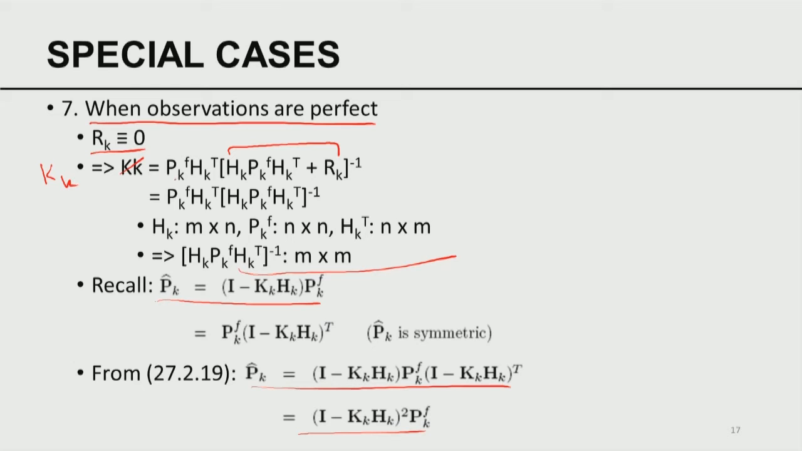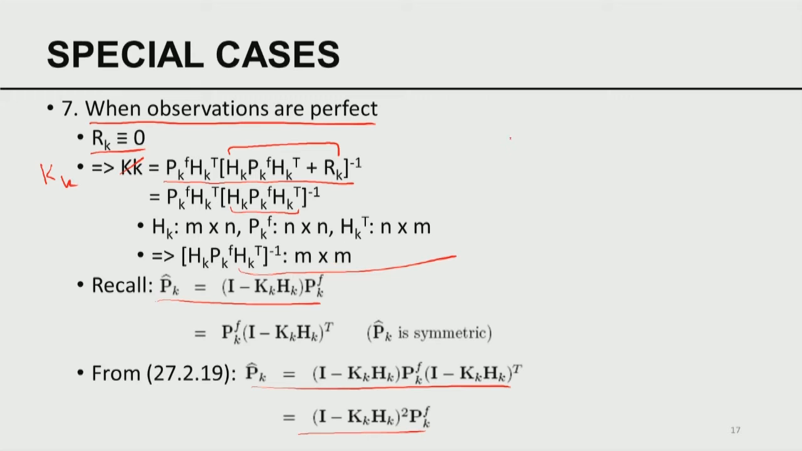So go back: this is the Kalman gain expression. R_k is 0, so I have to compute the inverse of this. H_k is m by n, P_k is n by n, H_k transpose is n by m, therefore this matrix is an m by m matrix. The whole question is, how do you know this matrix is invertible? That could be trouble. When you have a stochastic dynamic model with perfect observation, the Kalman filter could computationally face difficulty because this matrix may not be non-singular.